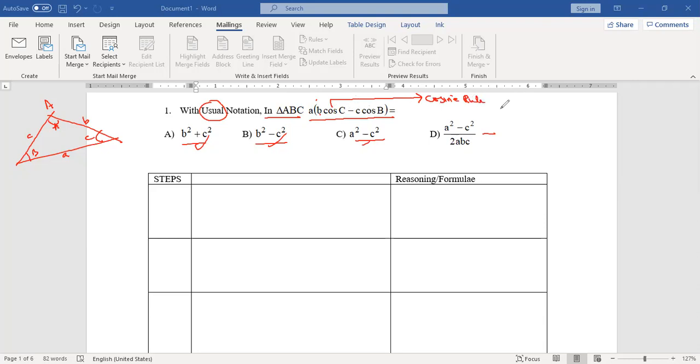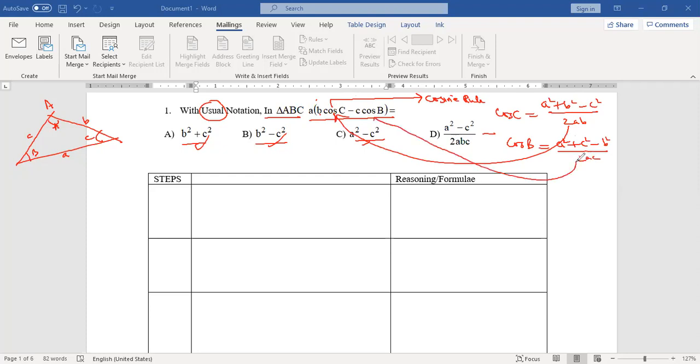In cosine rule, what will happen? Cos C will be replaced by (a square plus b square minus c square) upon 2ab. If you replace that here, and cos B is replaced by what? (a square plus c square minus b square) upon 2ac. इसको इधर replace करेगा तो आपका आंसर सब ABC में हो जाएगा ना?